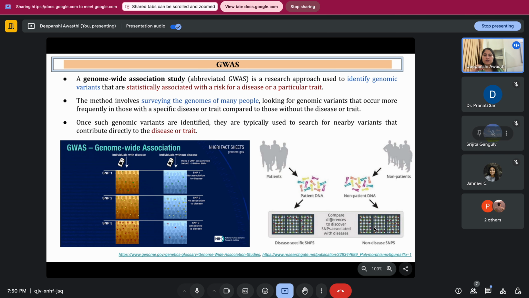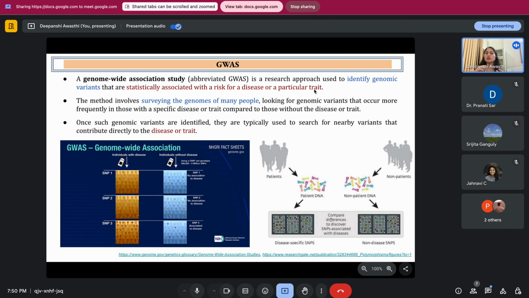Let's talk about GWAS, the genome-wide association studies. As the name suggests, if we are comparing the genomes of multiple individuals and looking at the associations between their genomes, it is known as a genome-wide association study. It is an approach used to identify genomic variants that are statistically associated with the risk for a disease or a particular trait.